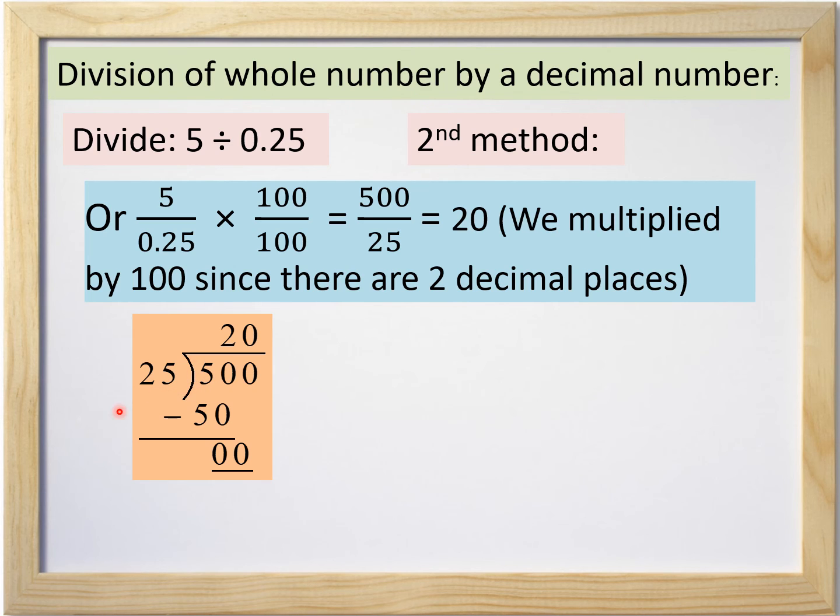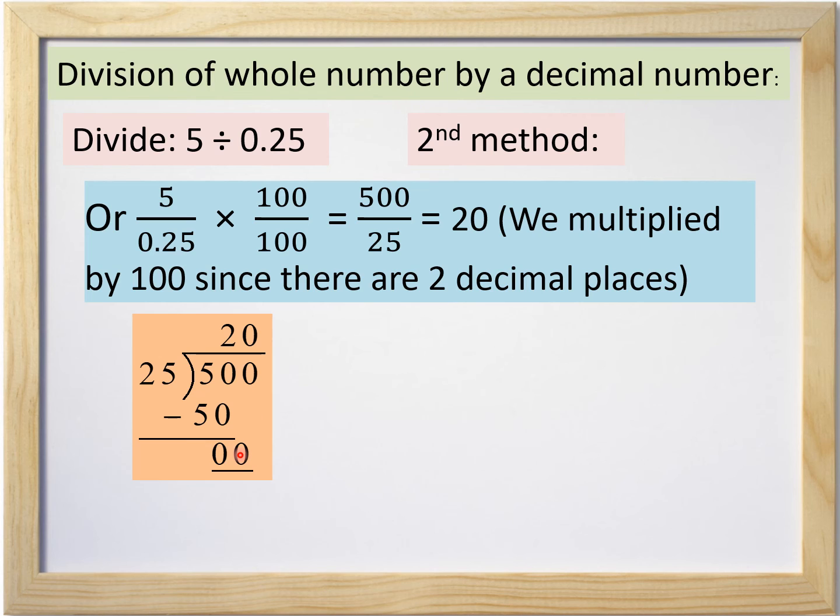So 25 will go in 50. How many times? 2 times. So 25 twos are 50. So 50 minus 50 is equal to 0. Now there is another 0 there in the dividend. So bring the 0 down.